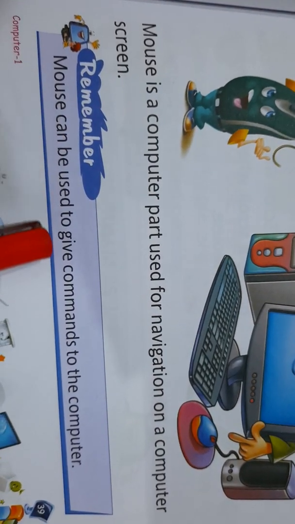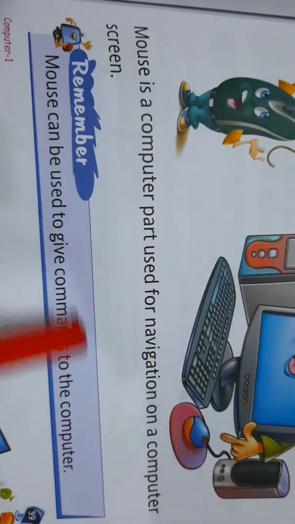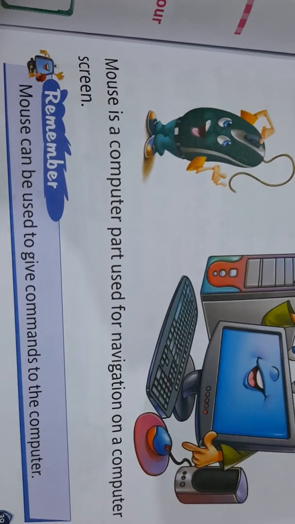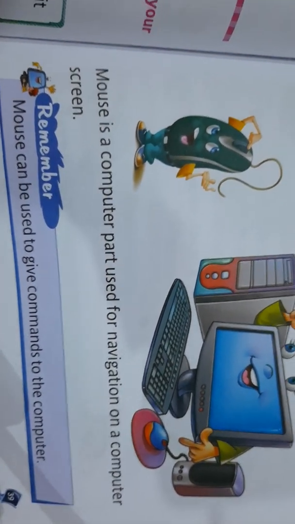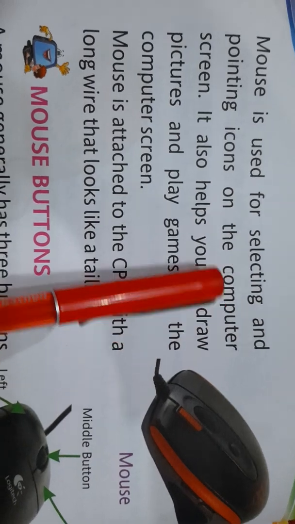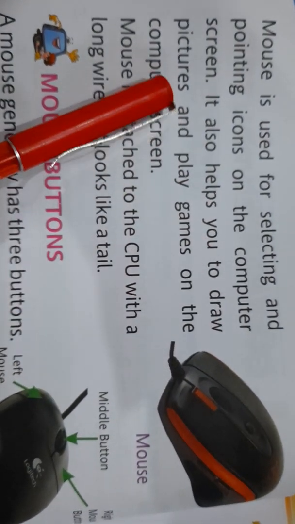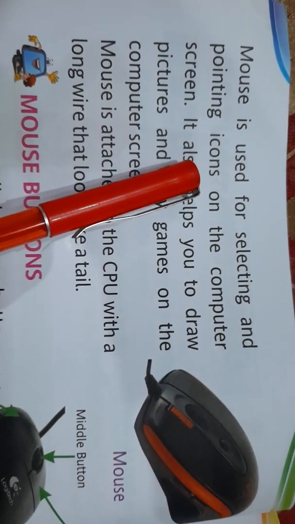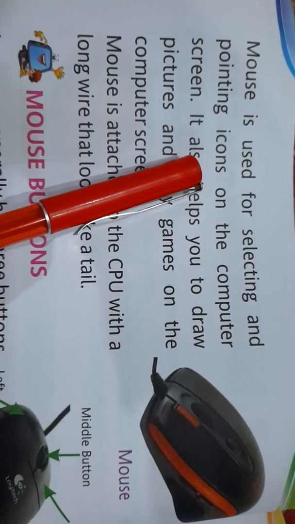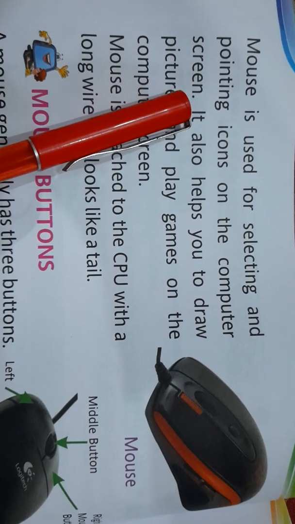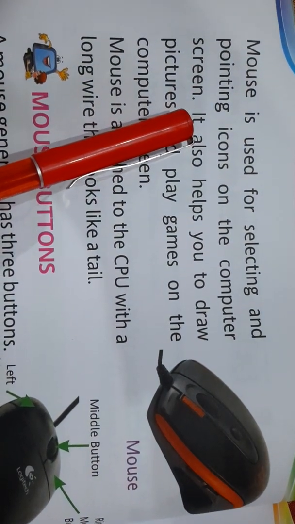Remember, mouse can be used to give commands to the computer. Means it is not just for navigating, it is also used for giving commands to the computer, like we can use the keyboard also for giving commands. Mouse is used for selecting and pointing icons on the computer screen. Icons means different applications where we work on the computer. So mouse is used for selecting and pointing them, means which application we want to use.